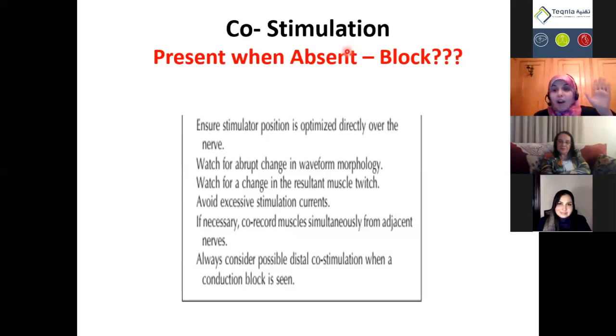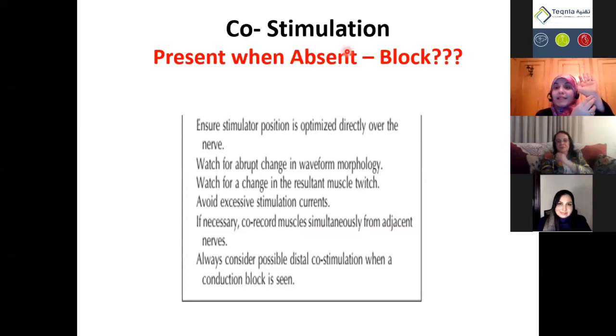Well, very common, you see thumb abduction. When you are stimulating the median and seeing thumb abduction, you are not stimulating the median. The abductor is the ulnar innervated muscle. So watching the twitches is important. Also, watching the morphology of the potential. You can see that slightly to the right and slightly to the left.